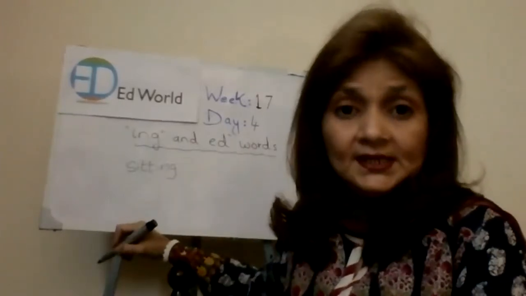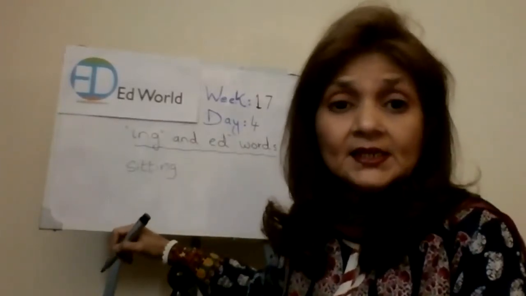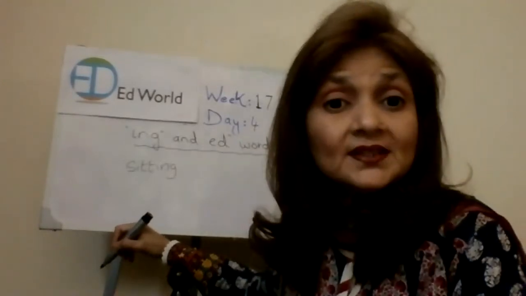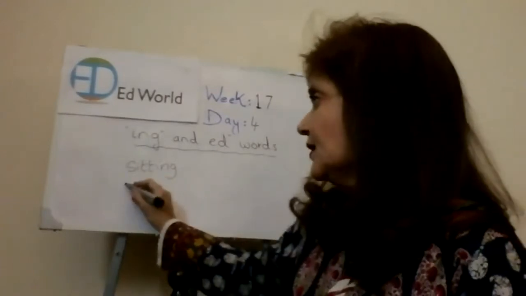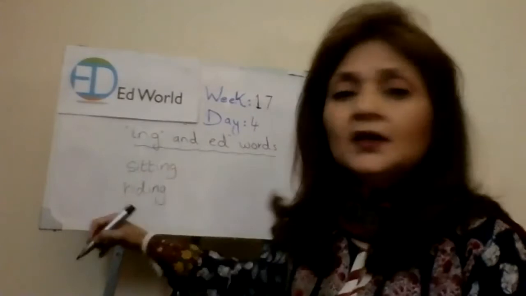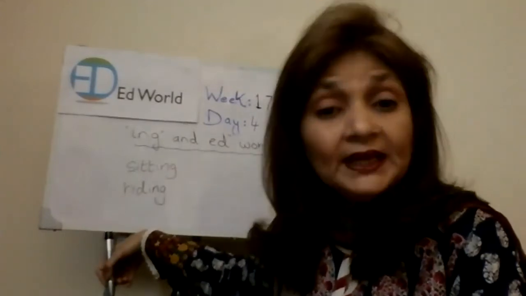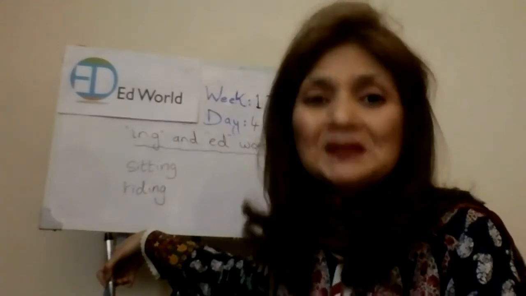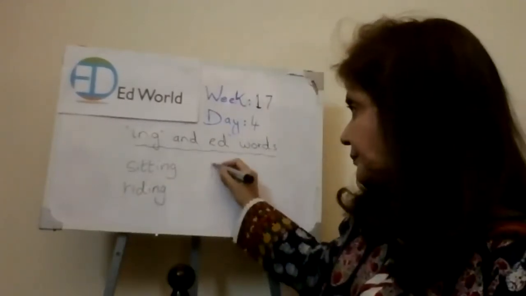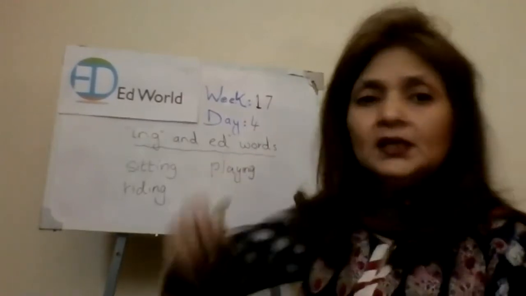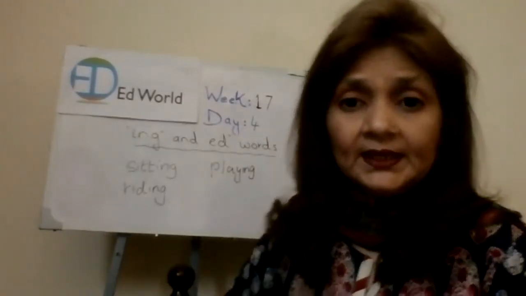Sitting. Now, in the other sentence, the girl is riding a bicycle. What is the action word here? Riding. Correct. Riding. And they are all playing in the park. What is the doing word or the action word? Playing. Correct. Playing.